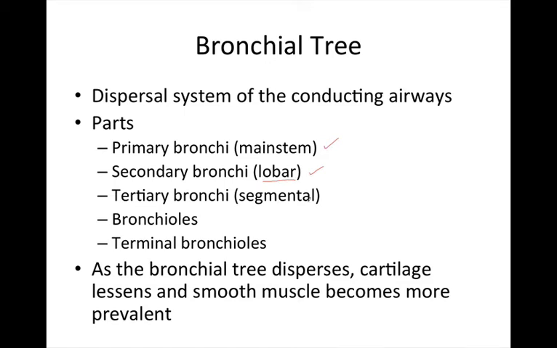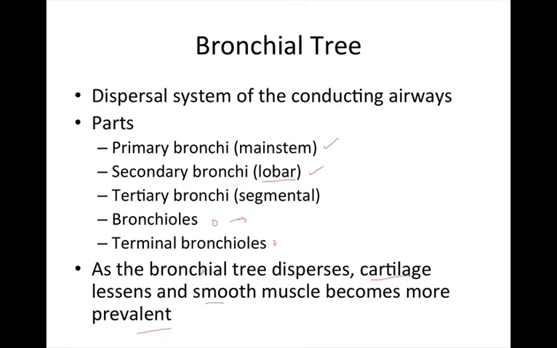And then we've got tertiary bronchi, which start to disperse more out towards the periphery of the lungs, and then will eventually form bronchioles and then terminal bronchioles. Bronchioles are kind of the respiratory system's equivalent to arterioles. I'll talk about that later on because the bronchioles play a key role in airway resistance, constricting and dilating. All right. And one of the things you're going to notice about the bronchial tree is that as it disperses further throughout the lungs, there's less and less cartilage and more smooth muscle. All right.